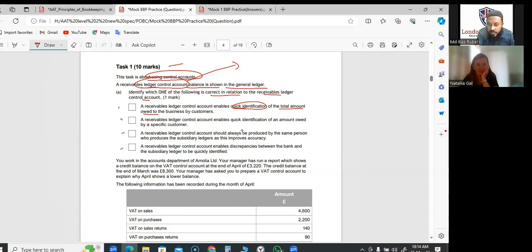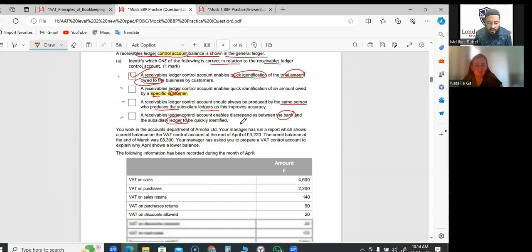A receivables ledger control account enables quick identification of an amount owed by a specific customer. Do you see the word here? I highlighted it for you. A specific customer is an individual account, so this is not a control account and not the answer. Receivables control account should always be produced by the same person who produced the subsidiary. Not like that. A receivables control account enables discrepancies between the bank and subsidiary. No. So this is the best answer. Do you agree with me? Yes, it is identification of the total amount owed by customers, how much they have to pay us.